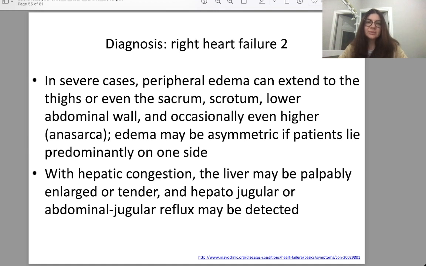In severe cases, peripheral edema can extend to the thighs or even the sacrum, scrotum, lower abdominal wall, and occasionally even higher, like anasarca. It is diffuse body edema. Edema may be asymmetric if patients lie predominantly on one side. With hepatic congestion, the liver may be palpably enlarged or tender. The hepatojugular or abdominal jugular reflux may be detected.